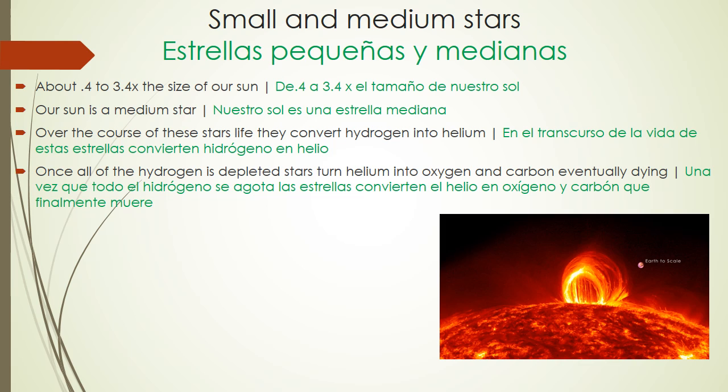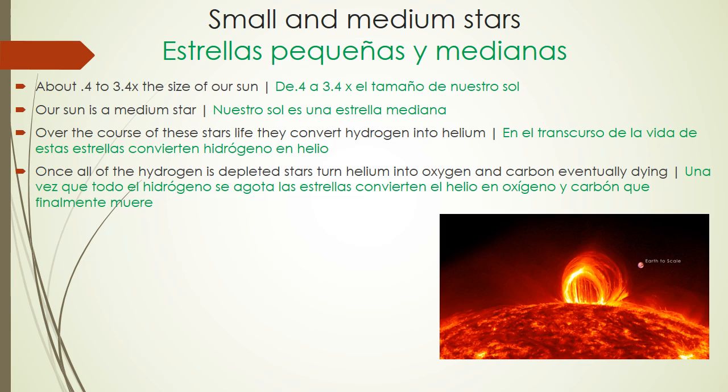So stars come in a couple of categories, and ours is a medium-sized star. Stars come in basically small, medium, and large, going all the way up to extra large, almost like the supersize concept at McDonald's. So small and medium stars are about 0.4 to 3.4 times the size of our sun. Our sun's a medium star, and it's been in its main life sequence for a long time.